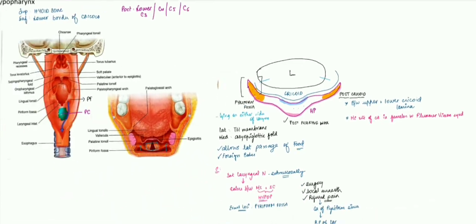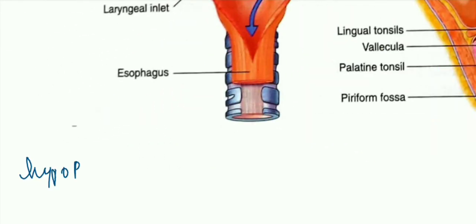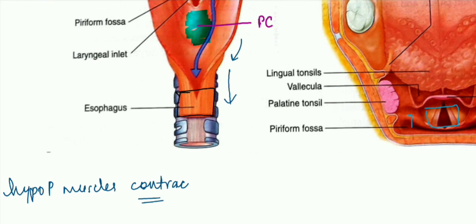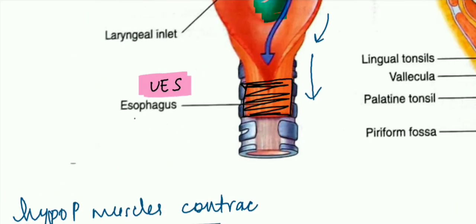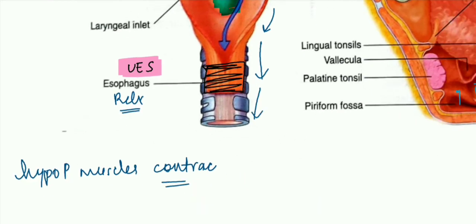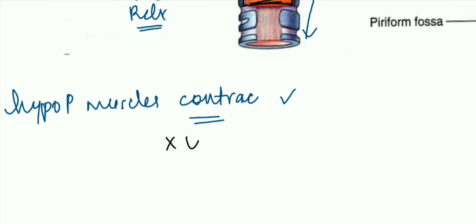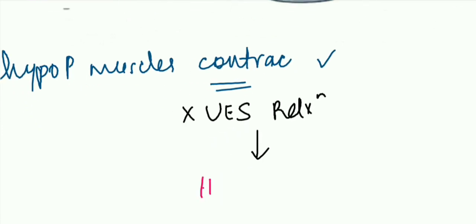Let's talk about one last clinical point before we wrap this up. So we know that when hypopharyngeal muscles contract, the area dilates and the food passes down. Here we have our upper esophageal sphincter, and for food to pass down into the esophagus from the pharynx, this sphincter needs to relax. Let's see a case where the hypopharyngeal muscles do contract but the sphincter doesn't relax. This is what results in the hypopharyngeal diverticulum.